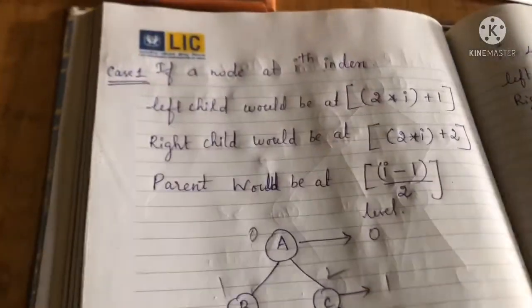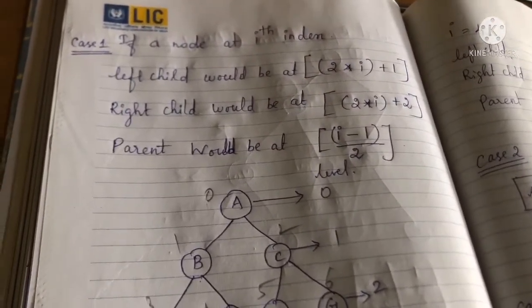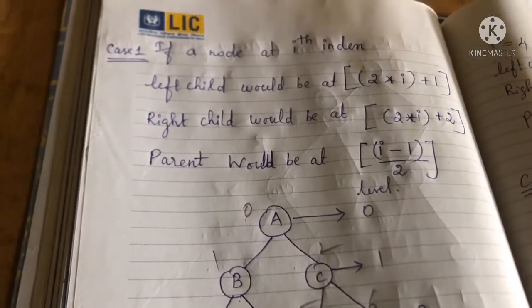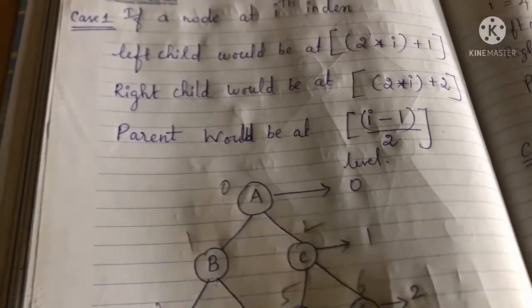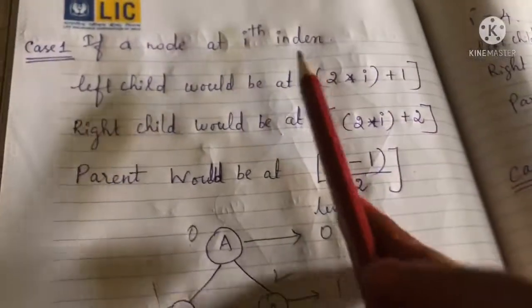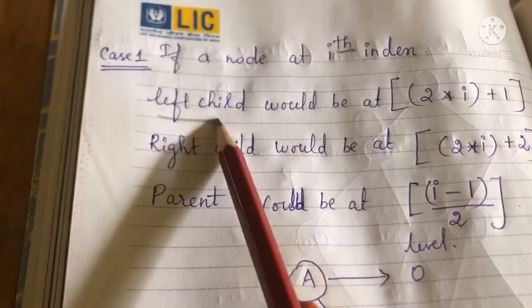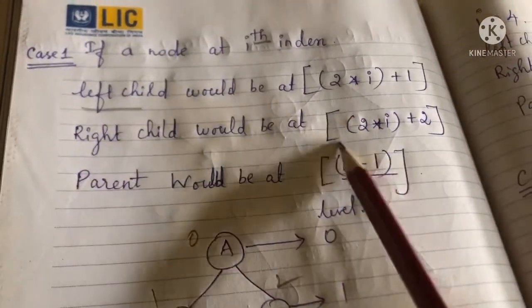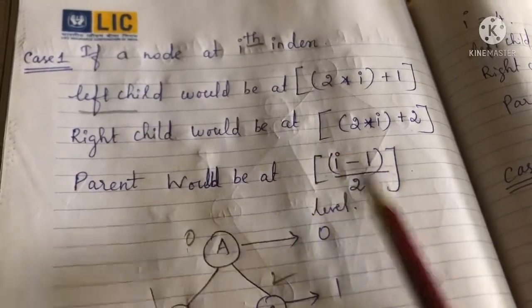If I want to know, for any ith index, the left child, right child and parent of a particular node, how is it possible? The formulas are available. If you know the ith index, the left child is 2 into I plus 1, the right child is 2 into I plus 2, and the parent is (I minus 1) divided by 2.